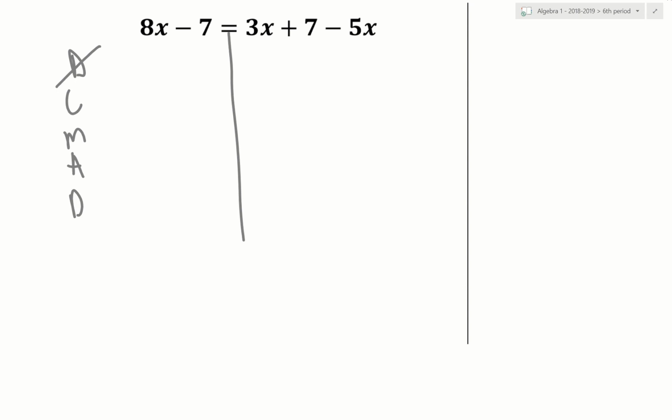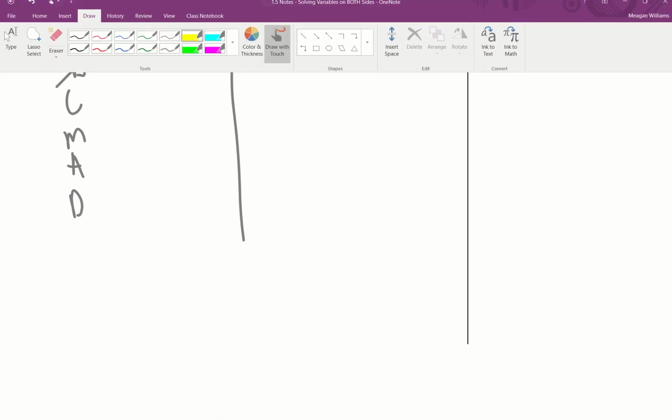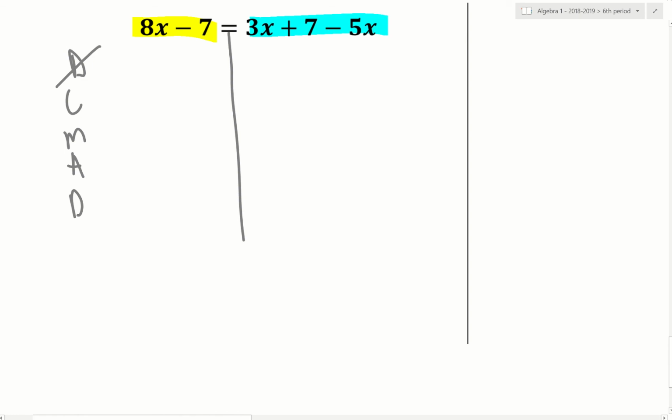Hold on, wait. What's my real first step? Distribute. Is there any parentheses? No, but then it looks to combine like terms. On the left side, do I have to combine anything? No. On the right side, do I need to combine anything? Yes. What?